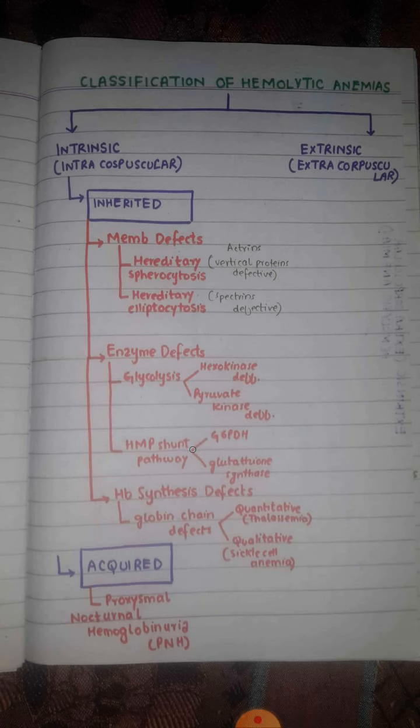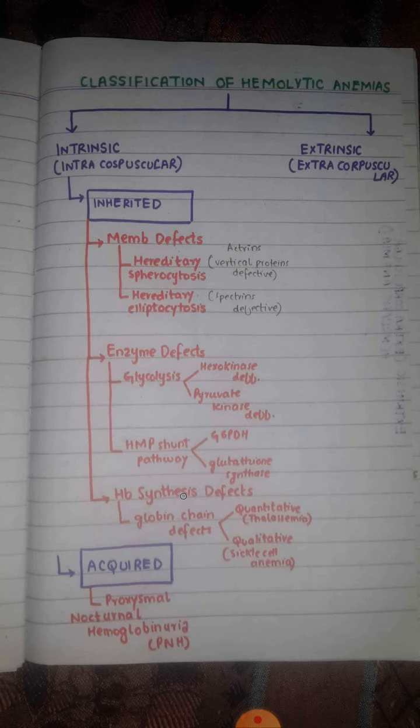Then, what are the enzymes which are defective in the hexose monophosphate shunt pathway? There can be a defect or deficiency of the glucose 6-phosphate dehydrogenase enzyme or glutathione synthetase.